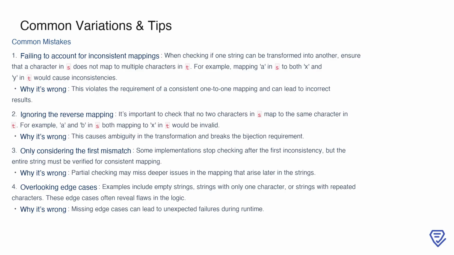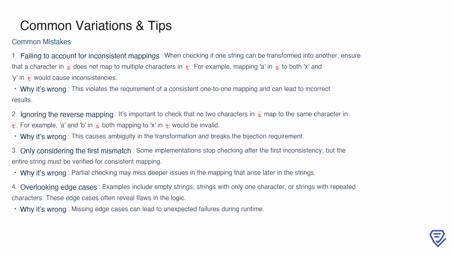When working with isomorphic strings, there are several common pitfalls to avoid. One major mistake is failing to account for inconsistent mappings. For example, if a character in the first string maps to multiple characters in the second string, it violates the requirement of a one-to-one mapping. This inconsistency can lead to incorrect results. Another frequent issue is ignoring the reverse mapping.